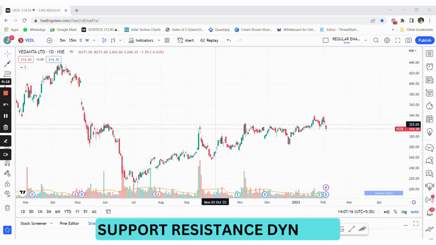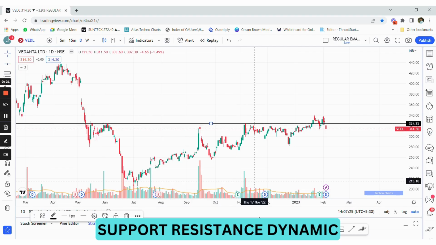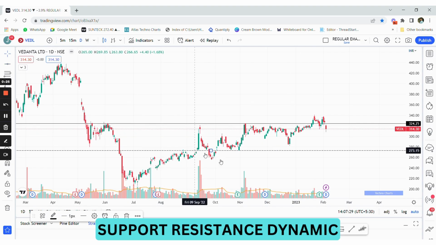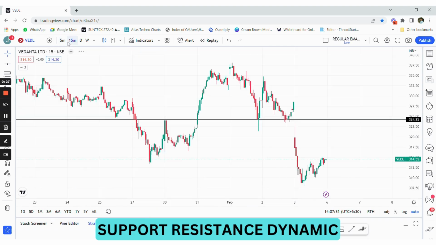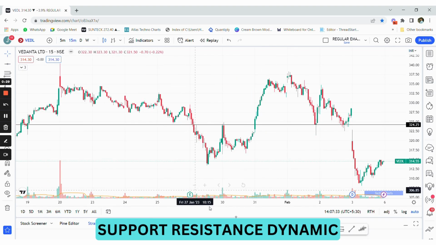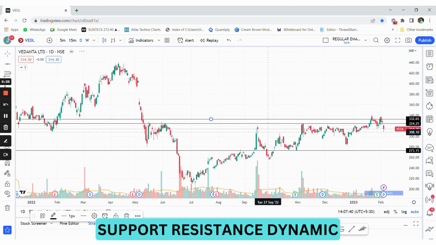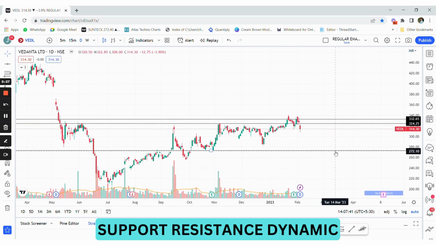Now, most of the time we face problems whenever we are marking the support and resistance on multiple time frames, right? Currently I'm using the chart of Vedanta. I will mark the resistance here, let's say, and I mark the support here. If I change the time frame from daily to 15 minutes, then I need to mark smaller resistances on the smaller time frame. This is a problem that everyone faces when they are trading with multi time frame analysis.